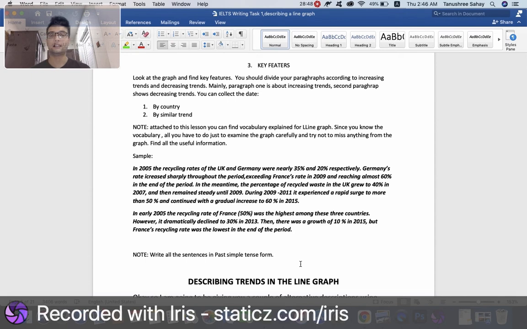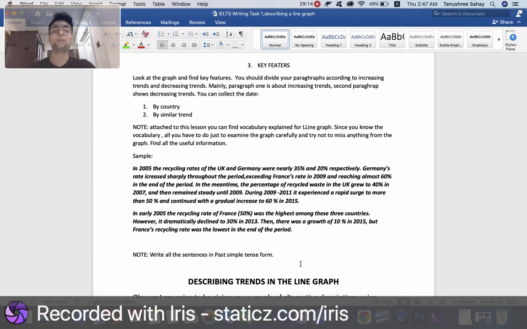In order to write your key features, first you have to look at your graph, find the key features and note them down somewhere nearby, not on your paper. That's how you learn it. But in a mock exam, you will not be given any paper. You have to keep them in your mind and write them quickly on your paper, because you have only 20 minutes.